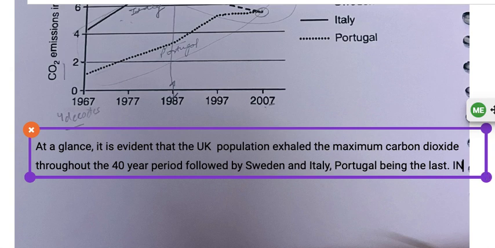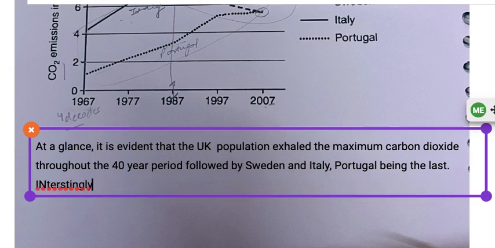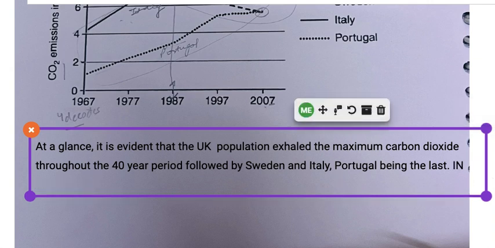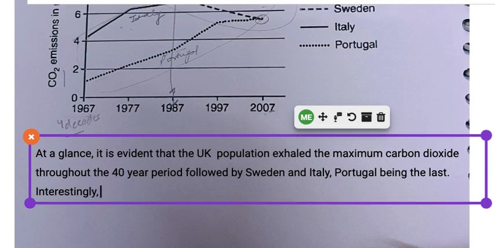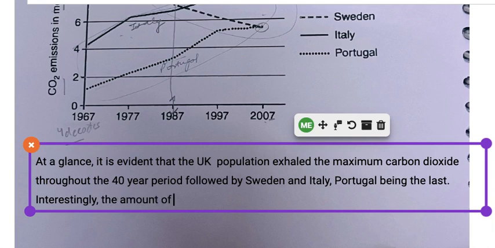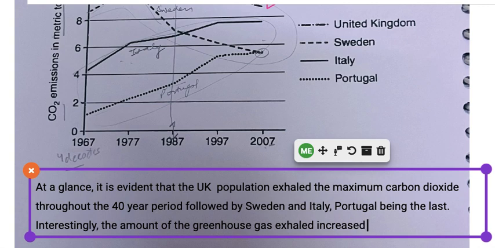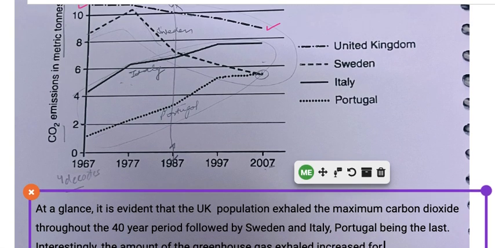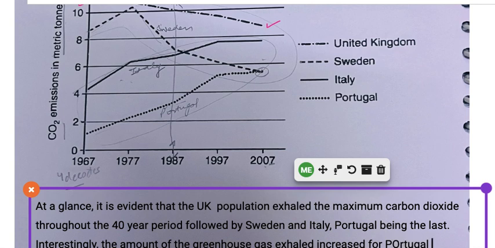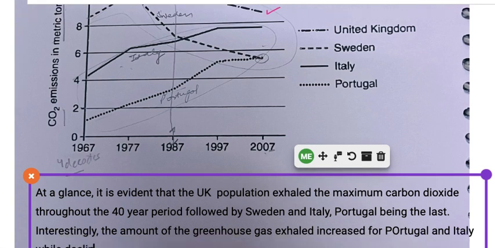One more trend by saying: interestingly, the amount of greenhouse gas exhaled increased for Portugal and Italy, while declined for the other two nations, UK and Sweden.